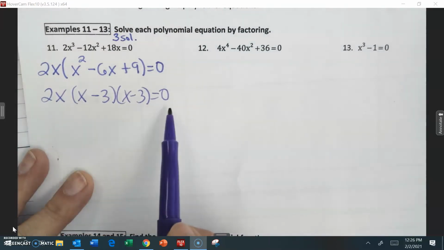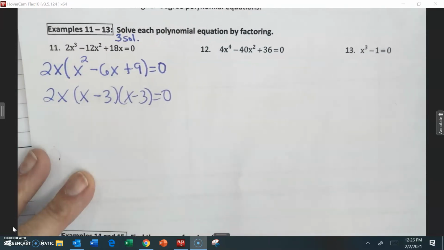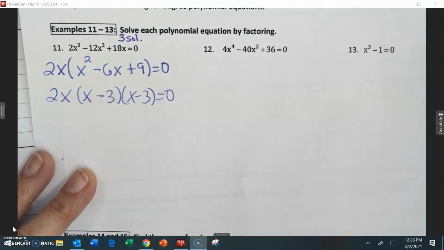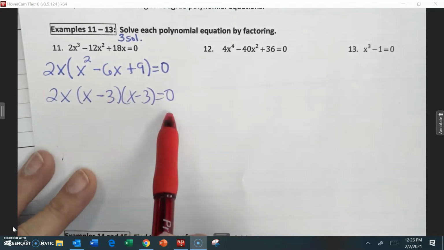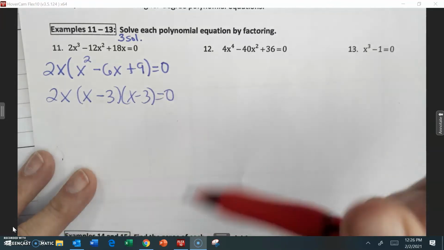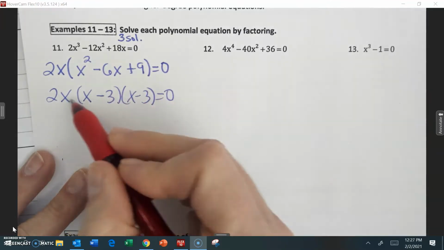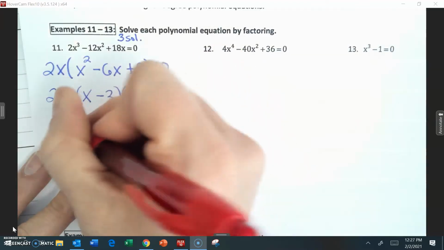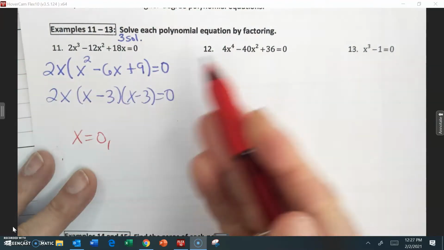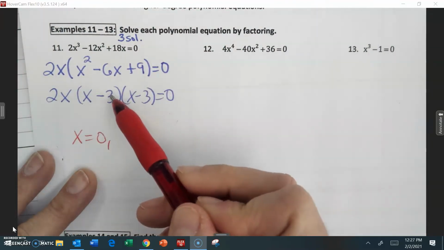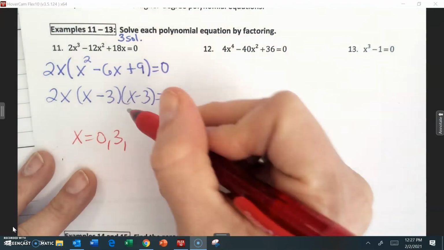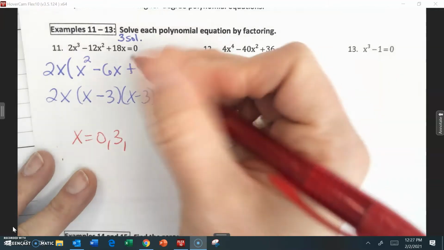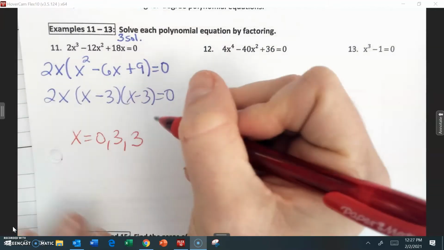Now, we have done our job. Everything is factored. So now we can use that zero product property. Well, 2 can't equal 0, so we could easily divide both sides by 2 and get rid of it. So this whole left side will be 0 when x is equal to 0. When will x minus 3 equal 0? Well, that would happen if x were 3. And when will this equal 0? When x is also another 3.